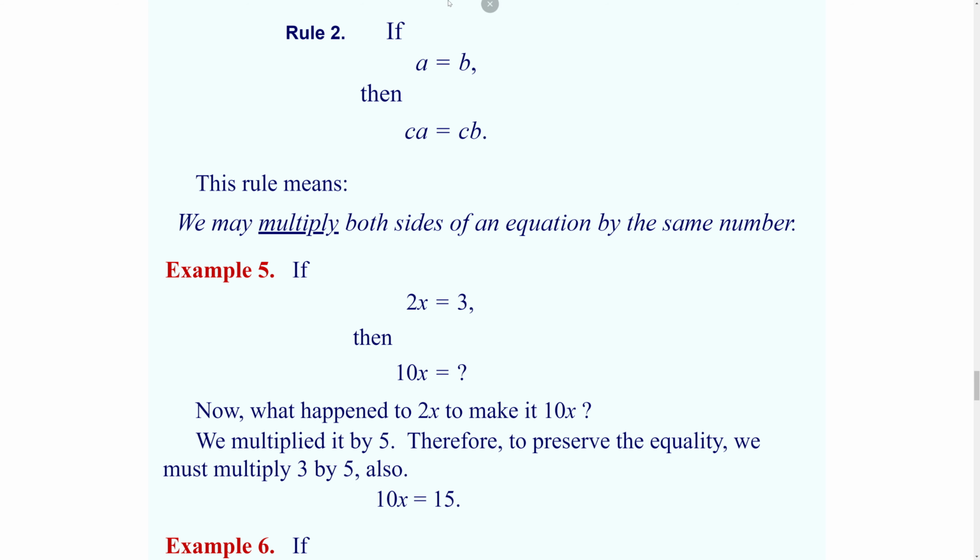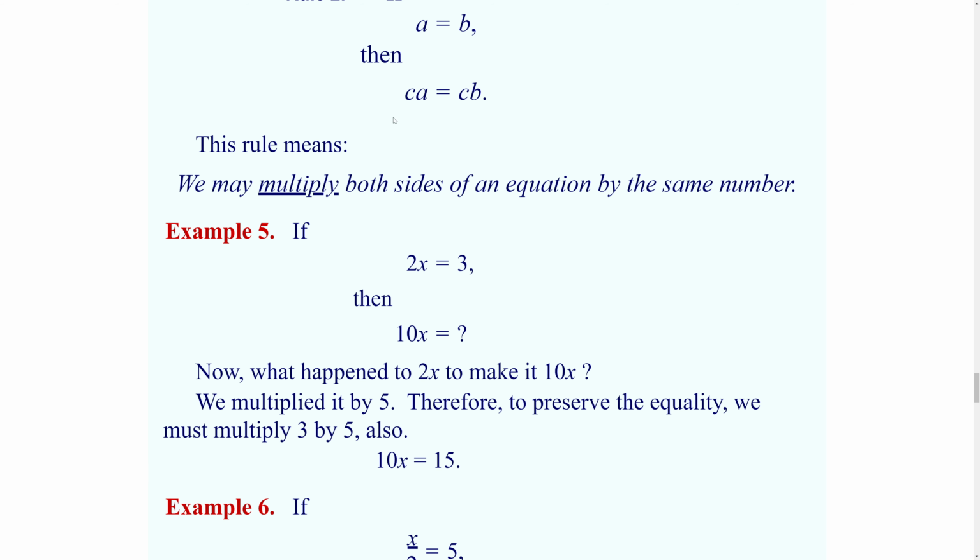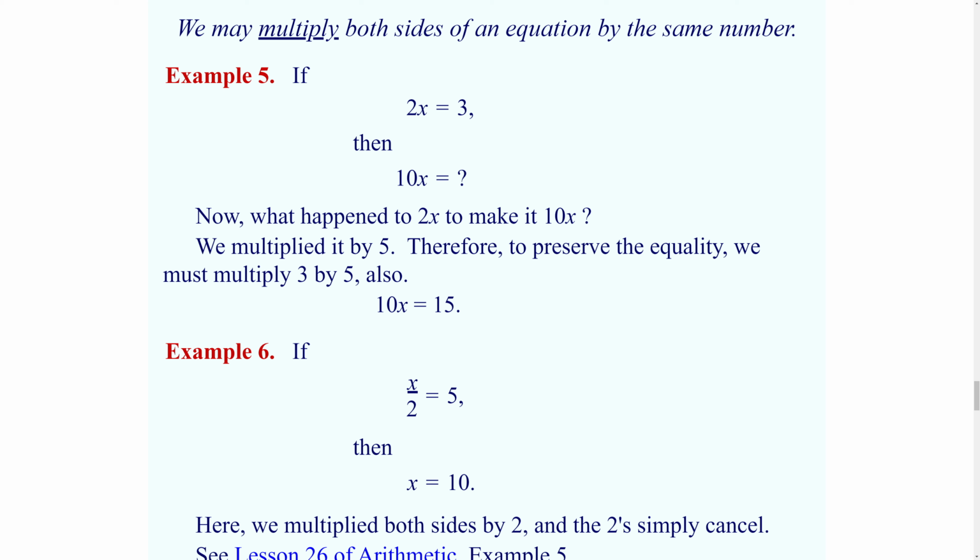If A equals B, then if we multiply A by C, and we multiply B by C, i.e. we're multiplying both sides by C, the equation does not change. So here's an example. 2x equals 3. What have we done to this side? We've multiplied this side by 5. So we therefore must multiply this side by 5 to maintain the equality of the equation.